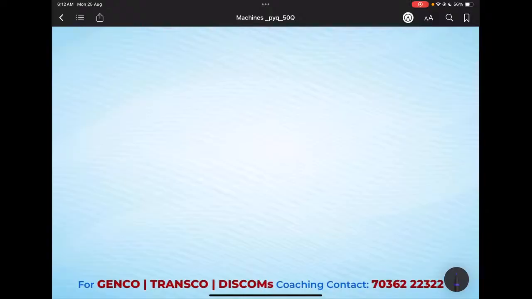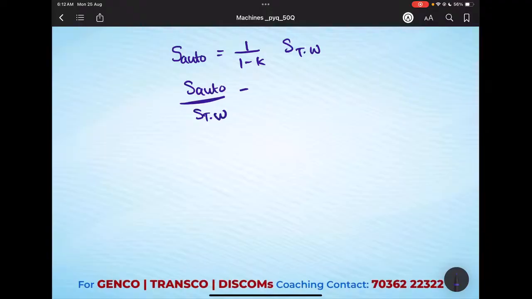We need to calculate S auto. How can we calculate it? We already know S auto is equal to 1 by 1 minus K into S two-winding transformer. That is, the power rating of the auto transformer is given as 1 by 1 minus K into the power rating of the two-winding transformer. If you take the ratio of S auto to S TW, how much will it come? 1 by, what is K? 1 by 1.5. That 1.5 you can write as 3 by 2.